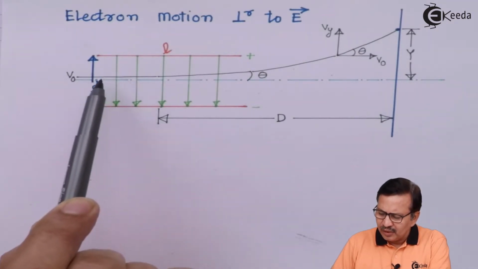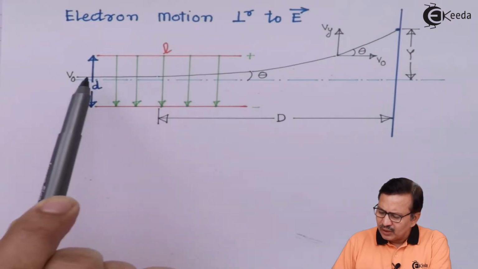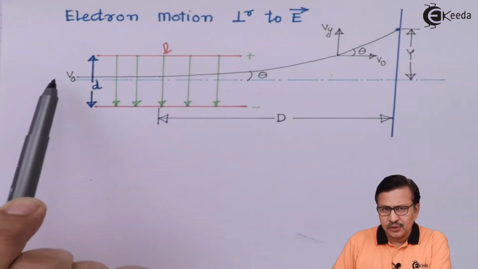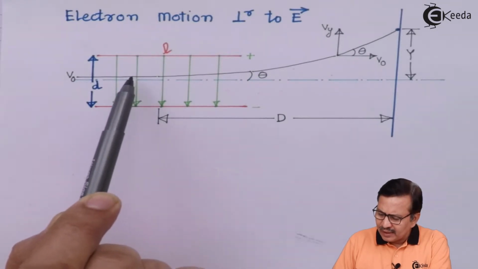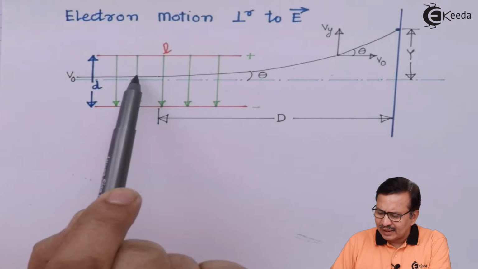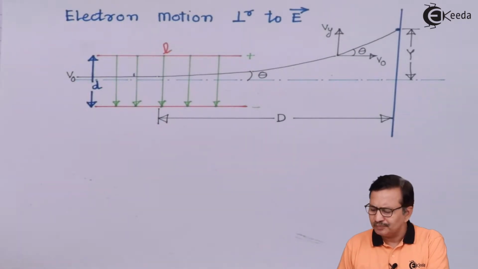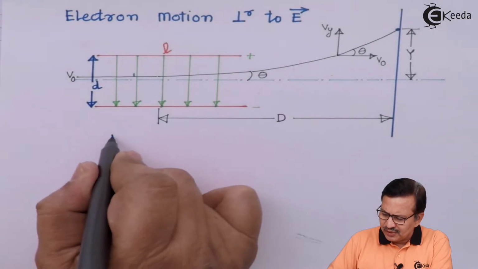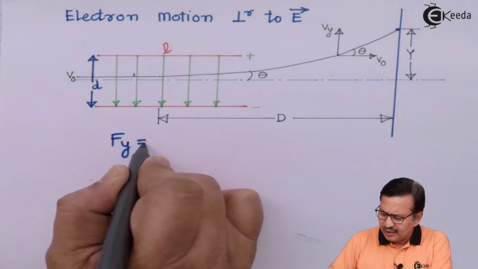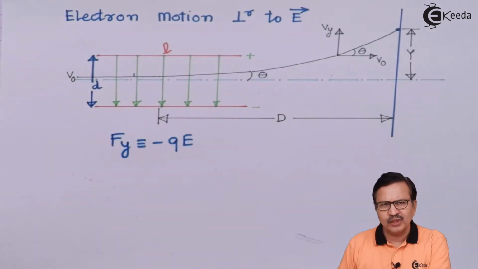Thus the electron will be deflected simultaneously, not only in the x direction due to its velocity in the x direction, but also in the y direction due to the force acting in the y direction, and this force is nothing but the electric force. Let us now write down an expression for this force. The expression for the force is Fy is equal to minus q into E.